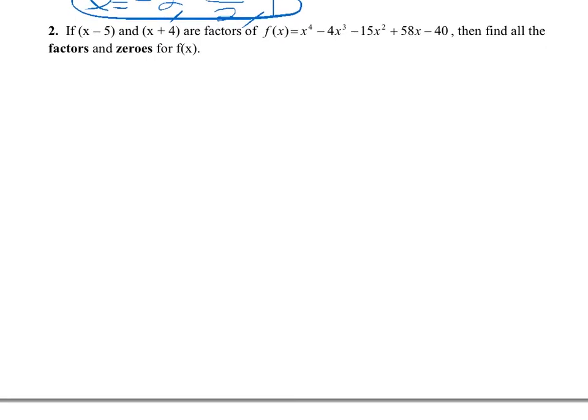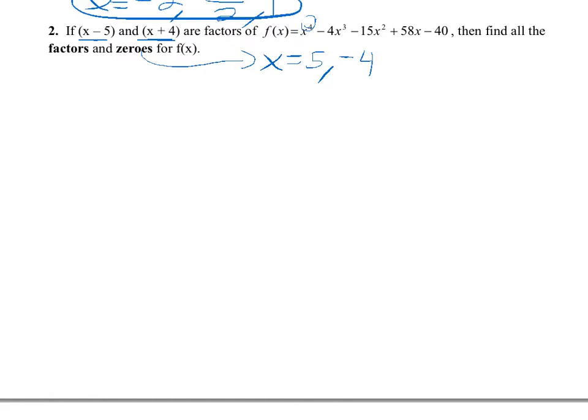Okay, number 2, now this is going to take a little bit more work. Your degree for f of x is 4. So what that means is you have to do synthetic division twice to get it down to a quadratic. Well, we are given 2 factors. We're given x minus 5 as a factor and x plus 4 as a factor. So if they're factors of f of x, then we can also conclude that x equals 5 and x equals -4 are zeros of f of x.